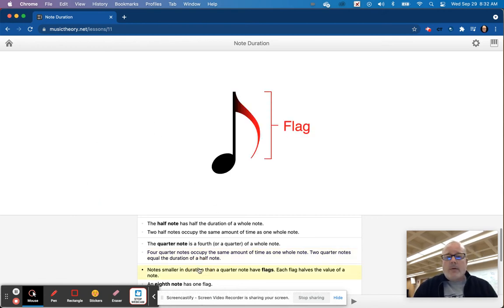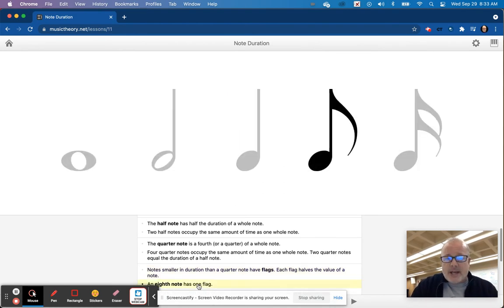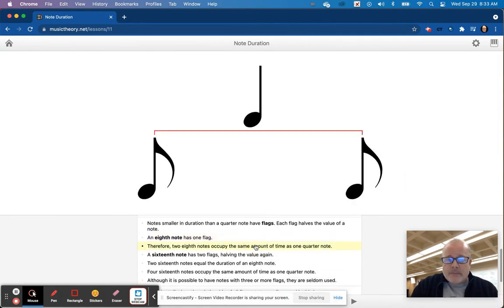Now, as we move on, as I said, as we fill in the notes, they get smaller in duration. And as we add a flag to the notes, they get even smaller in duration. So here we have the eighth note, which only has 1 flag. When we look at that, 2 eighth notes occupy the same space as a quarter note.